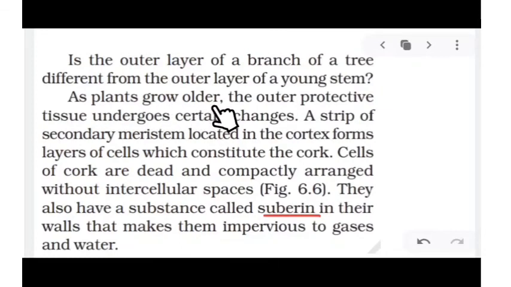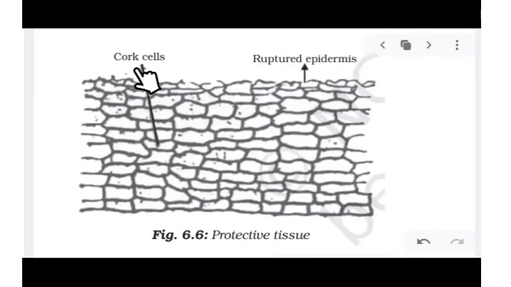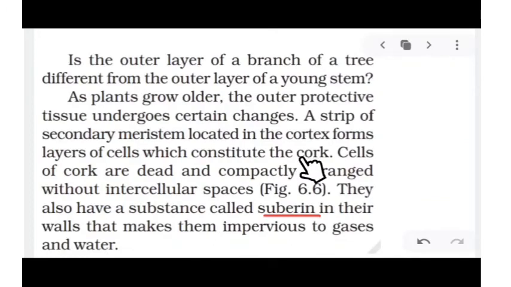As the plant grows older, the outer protective tissues undergo certain changes. Strips of secondary meristem. अब यहाँ पे हमने पढ़ा था secondary meristem. Located in the cortex, it forms a layer of cells which constitute the cork. हम cork की बात करेंगे. This is the cork. Cork cells are also there and are compactly packed cells. There are no intercellular spaces also. So the cork cells are dead and compactly arranged without intercellular spaces. Without any intercellular spaces. This is very important.